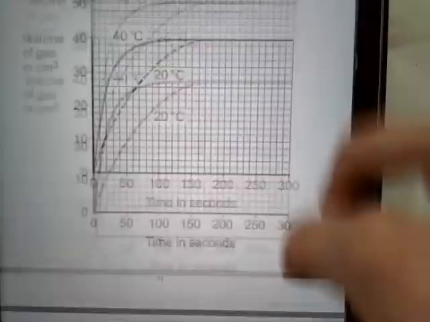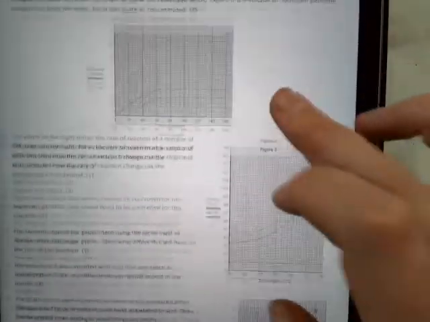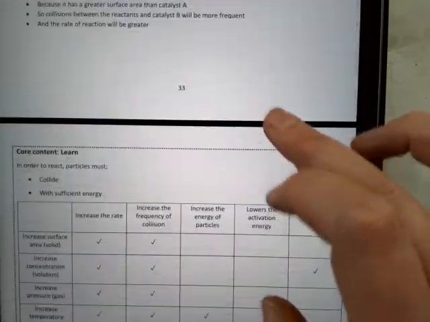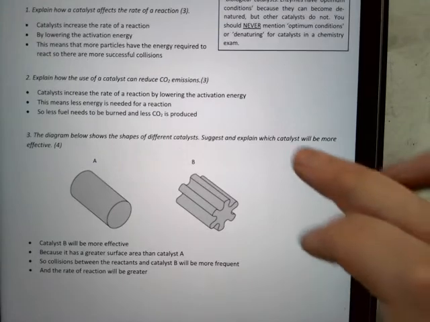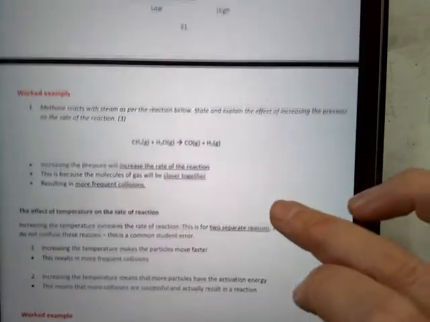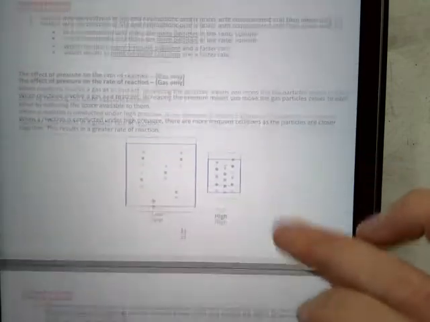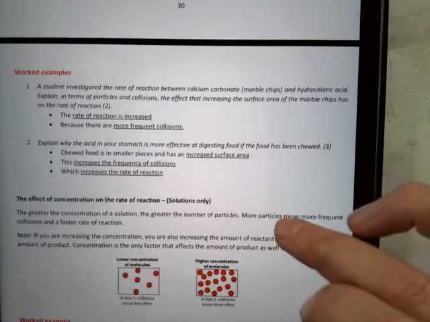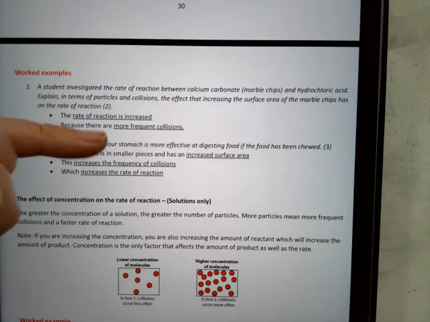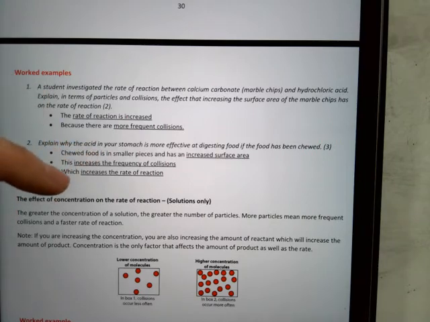Last thing I wanted to highlight, just again a potential 6 marker. I mean, we were very good at doing these back when we originally did this topic, but your particle collision theory, again, they've highlighted this topic. It is a potential 6 marker. Please make sure you read through the worked examples on collision theory and make sure that you are phrasing things the correct way. You're never supposed to say more collisions, you're supposed to say more frequent.